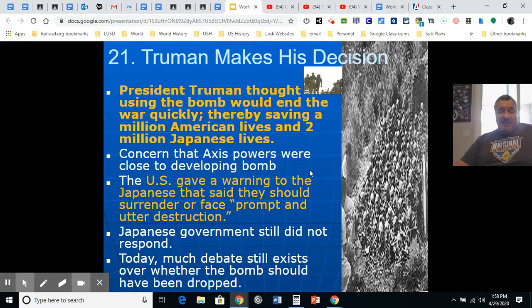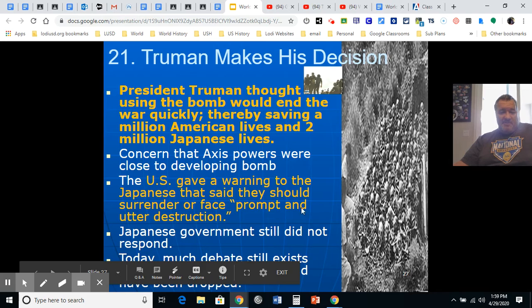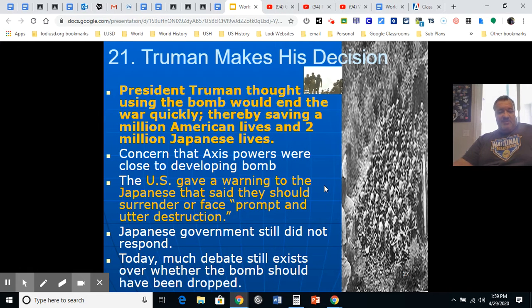Anyway, a lot of these battles started getting pretty deadly. Truman thought using the atomic bomb would end the war quickly and save 1 million American lives and really 2 million Japanese lives too, though that was a lesser factor. There was a concern that the Axis powers were close to developing a bomb. The US gave a warning to the Japanese that said they should surrender or face prompt and utter destruction. The Japanese government still didn't respond. Today, there's still a lot of debate on whether the bomb should have been dropped or whether a second bomb was necessary at all. I can tell you this: Iwo Jima and Okinawa were deadly.